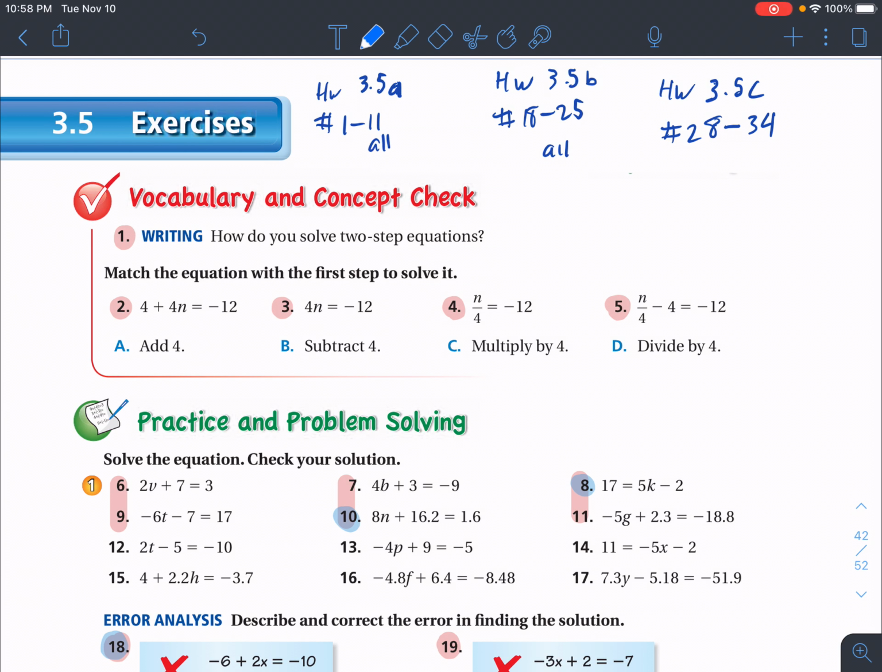All right, class. So today we're talking about 3.5. 3.5 is talking about two-step equations.